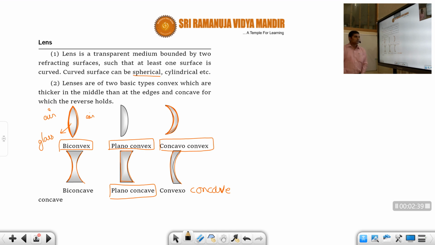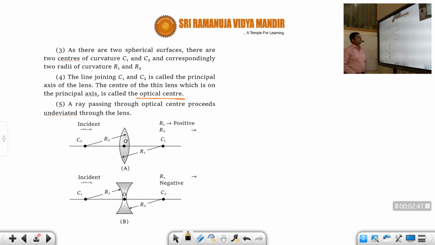Now after that we have seen the two centers of curvature. Since the lens has two surfaces, the centers of curvature also will be two. I explained in the last session how the center of curvature is formed, why there are two centers of curvature and how to identify them.